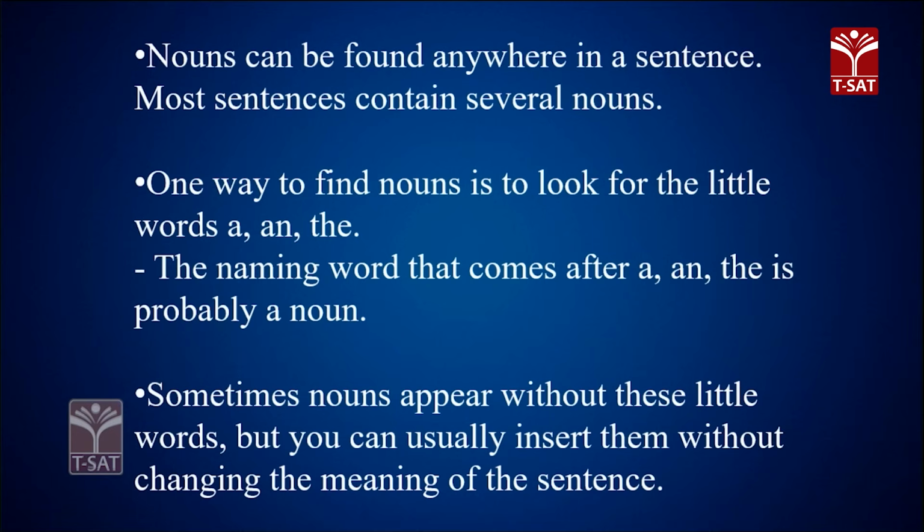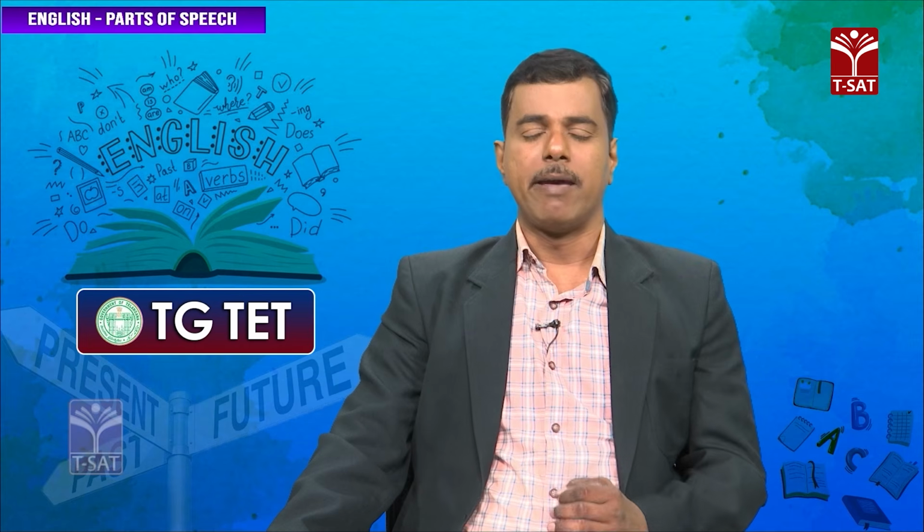Now you see, we will get into the details of this topic, nouns. Nouns can be found anywhere in a sentence. In a sentence, you will have one noun, two nouns, three nouns. Most sentences contain several nouns. The only thing is that you need to identify whether it is the name of a person, or the name of a place, or the name of a thing, right. So, according to this classification itself, it would be easy for you to identify the category of that particular word in a sentence or a paragraph.